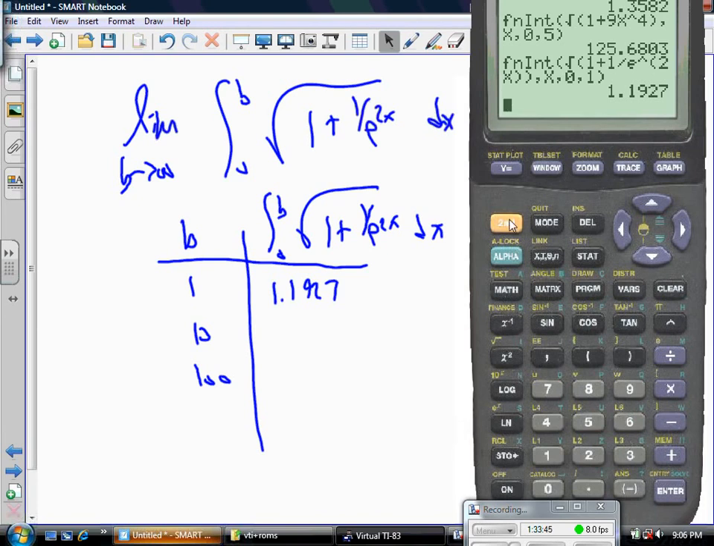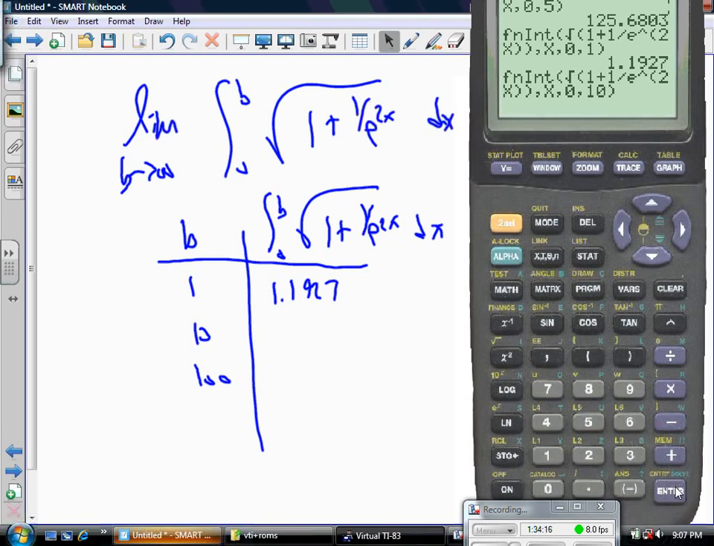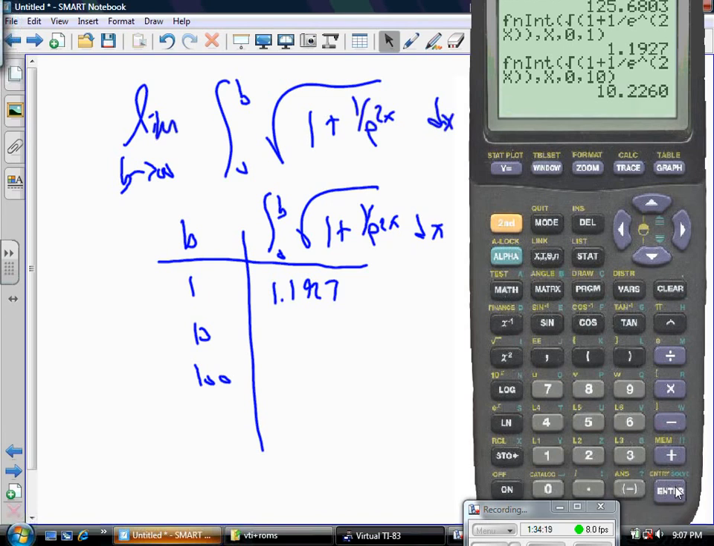So all you do is change, I'm going to do second enter, so I don't have to type all that. All you have to do is change the 1 to a 10. Remember that Ziggy automatically puts the last parenthesis in there. If it's the last parenthesis, you really don't have to write it. If you're missing a parenthesis that's not the last one, it's going to mess everything up. So I usually write it just to be safe, but in this case, I don't think you need it. And boom. Now I get 10.2260.